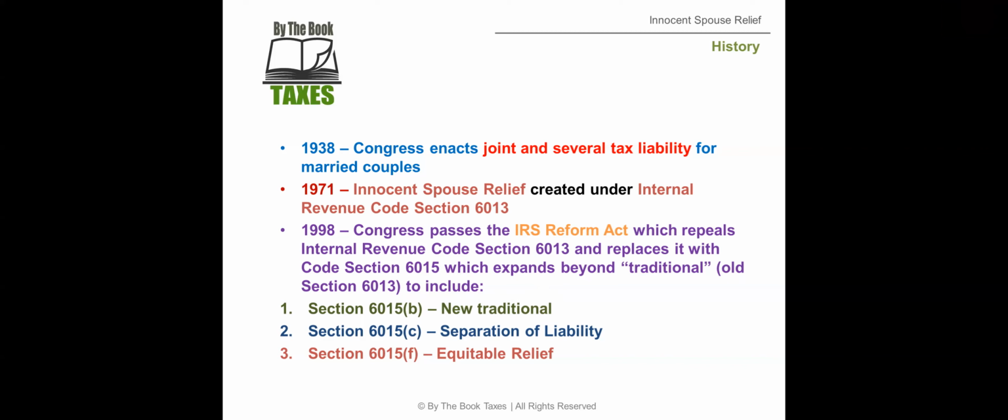The first, 6015B, is the traditional, which is the same basically as the old section 6013. But then there's two new ones, 6015C, which is called separation of liability, and 6015F, which is called equitable relief. In the next two presentations, I will talk about 6015C, separation of liability, one week, and 6015F, equitable relief, another week.